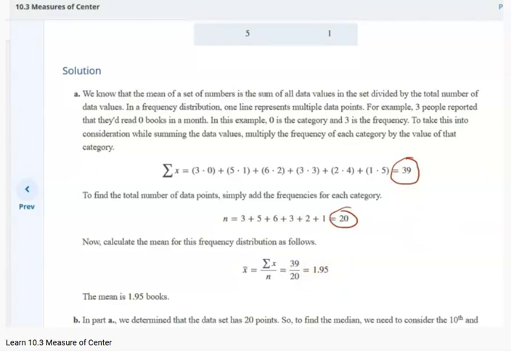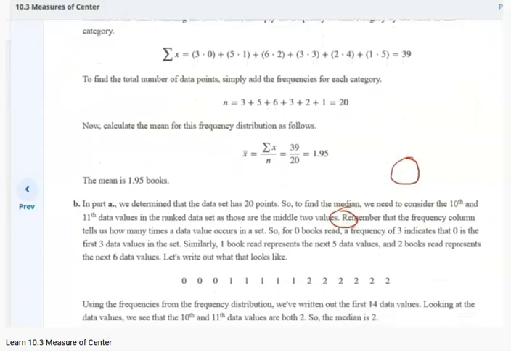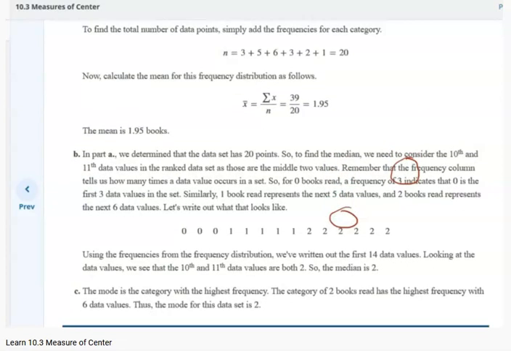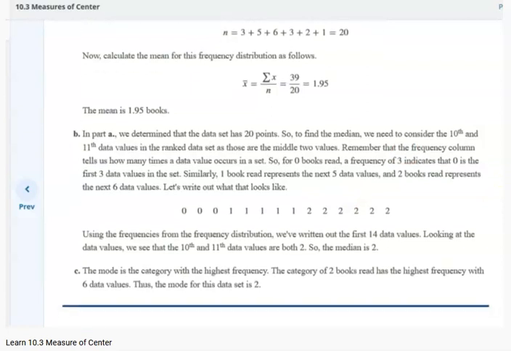Now, what would be the median of this? Well, for the median, and I'll clear that up so you can see it, we're going to start to list how many zeros were there. That is, no books read. Well, there were 3. How many read one book? 1, 2, 3, 4, 5. And then how many read 2 books? Well, we said there were 6 of those. So we have a total of 20.